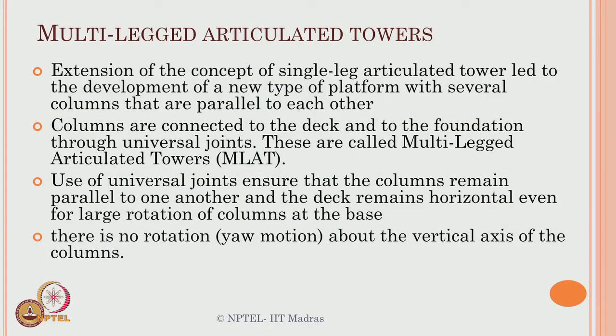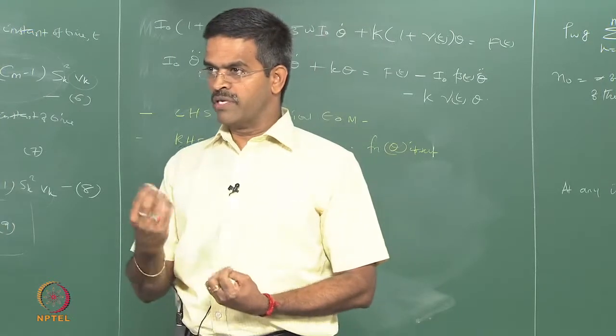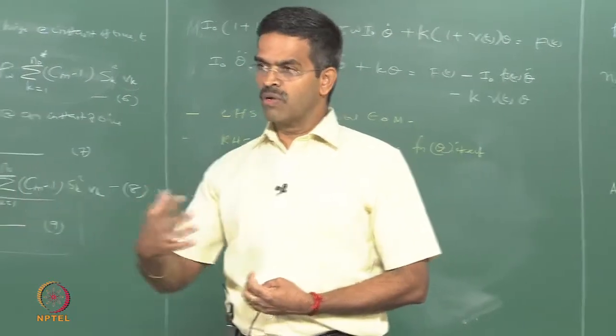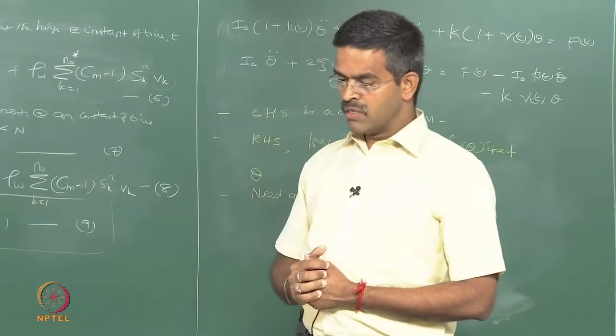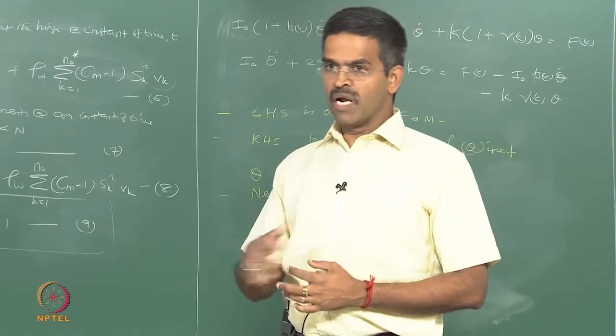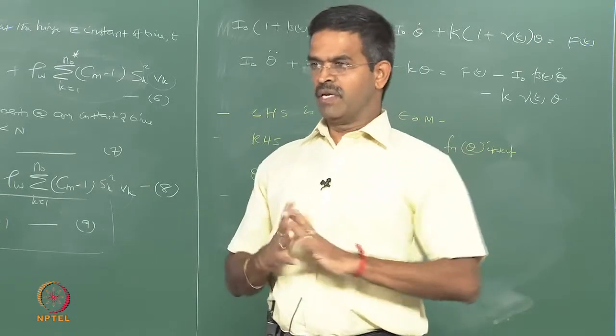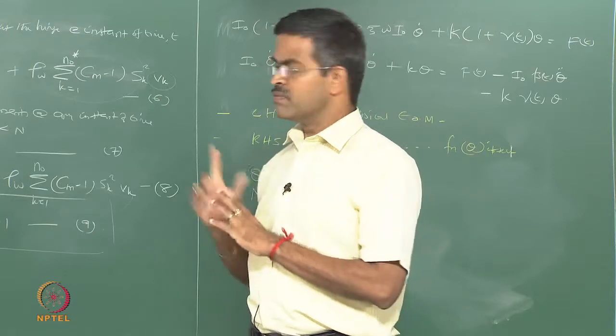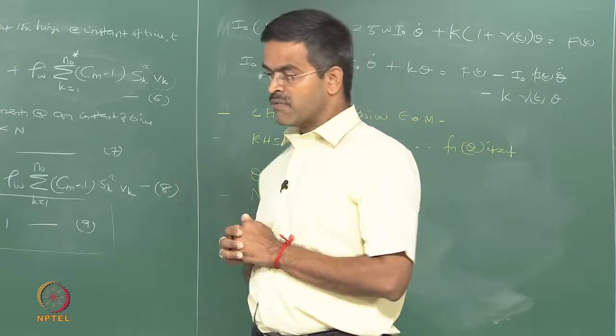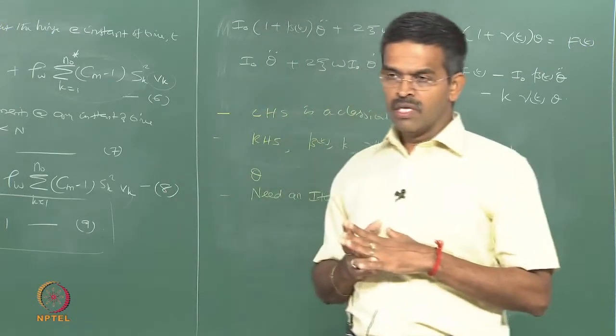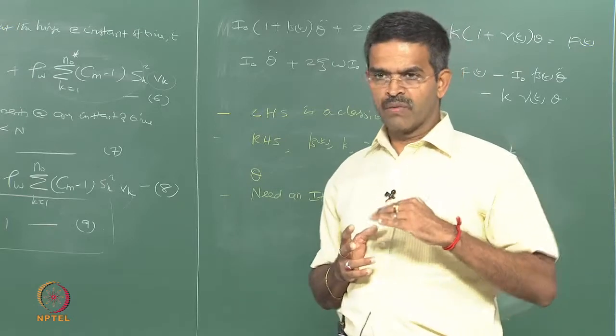I will show you a very interesting, a very good video which we have taken during the experiment on MLAT. I will show you some experimental results on MLAT, some analytical studies on MLAT, where you will see that 4 legs are connected by universal joints to the deck. When you apply a lateral load in terms of waves, you will see that the legs will have an articulation effect, but the deck will remain horizontal. That becomes very important, because if the deck is remaining horizontal, your topside activities can comfortably take place.